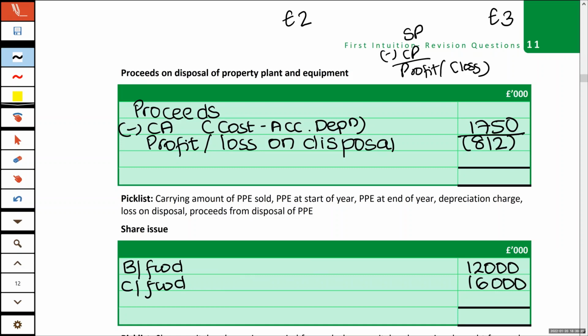So if I made a loss on disposal of 812, my carrying amount is 1,750. With basic maths, what would I be doing? Will my proceeds be higher than my carrying amount, or will my proceeds be lower than my carrying amount? Someone says we need to add it, i.e. add these two figures to get that. Is that what we do?